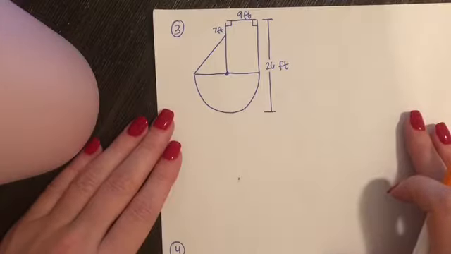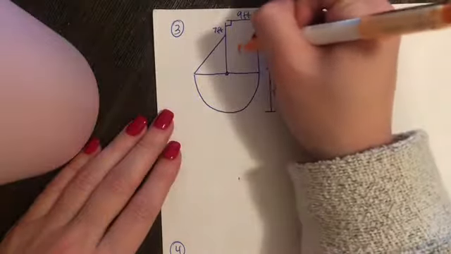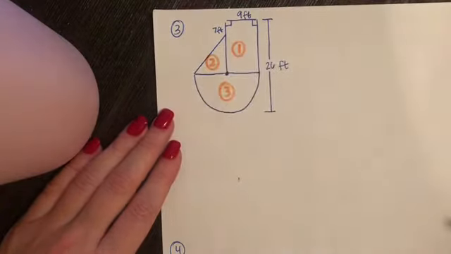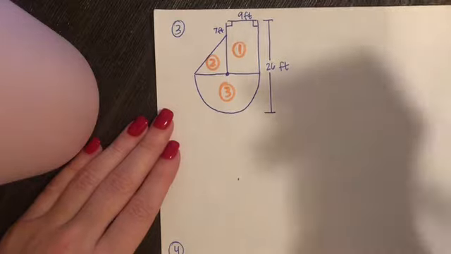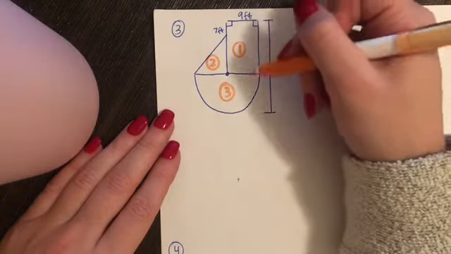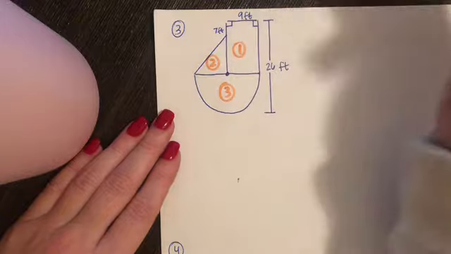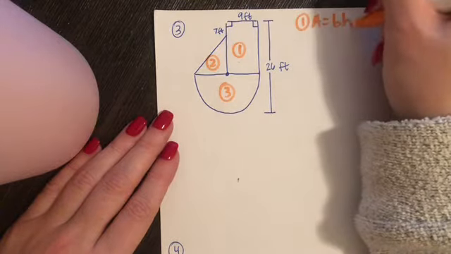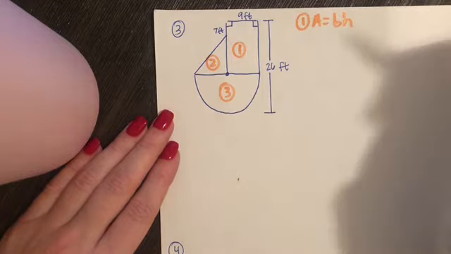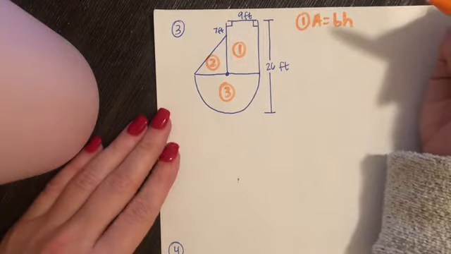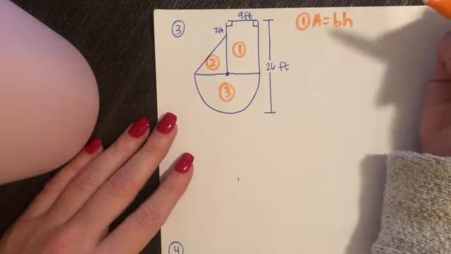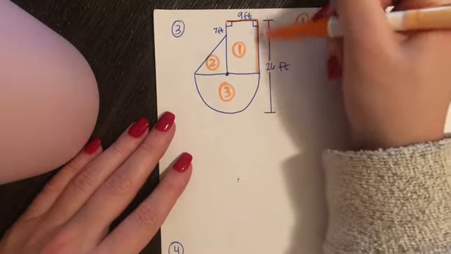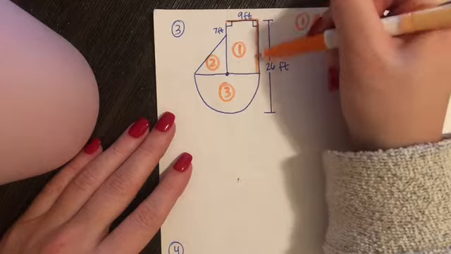Example number 3. Okay, it looks like in this picture we have 1, 2, 3 different regions. The first region looks like a parallelogram, more specifically a rectangle. So the area equals base times height. Remember that base and height meet perpendicular. But we're actually going to have to figure out what the height is. The base and height are meeting right here.